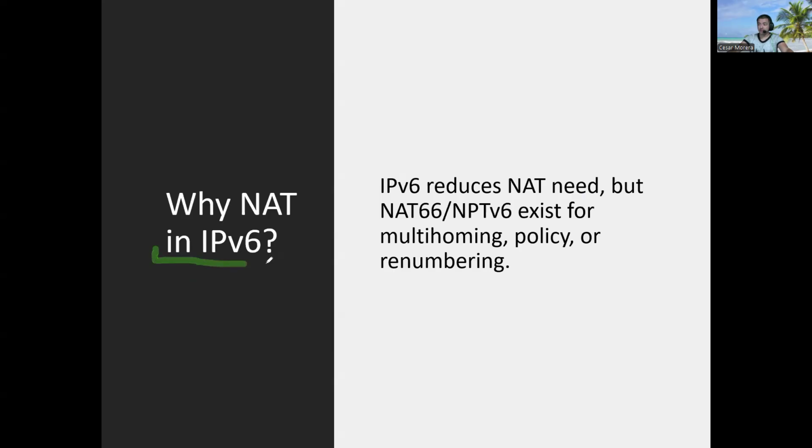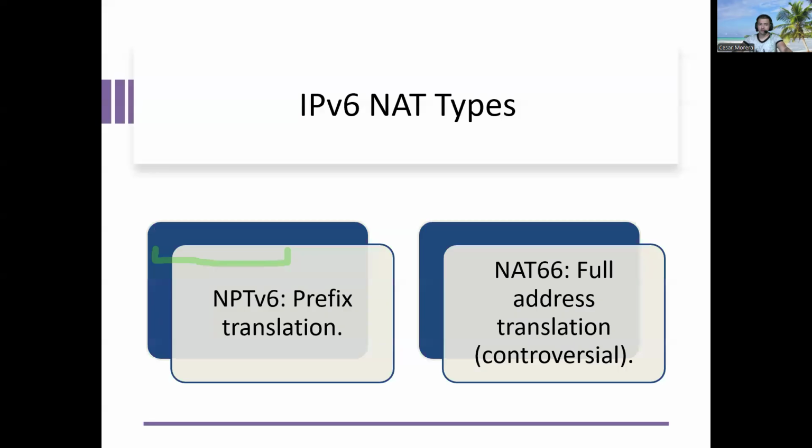Why do we need IPv6? There are some countries like Japan where they are integrating IPv6 in today's technologies. The reason is IPv6 reduces NAT need, but NAT66 and NPTv6 exist for multi-homing, policy and renumbering. Let's clear this drawing for a moment. Let's move to the red color again.